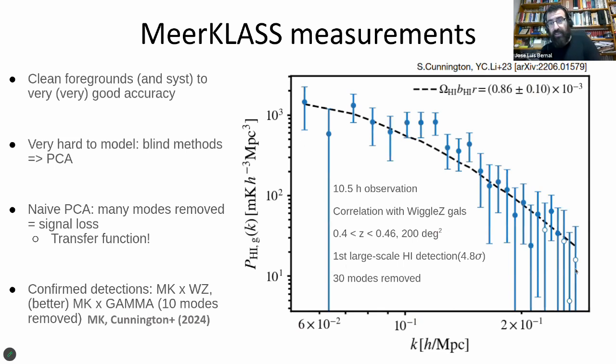And this is the detection that we had, cross-correlating the 21 centimeter signal with WiggleZ. I forgot, I don't have it here, but I think it's like a 5-sigma detection. 4.8. It was the first large-scale detection of HI in a very narrow redshift range between 0.4 and 0.446 and 200 square degrees. This narrow redshift range is because of the small overlap with the WiggleZ galaxies and having to remove channels from our observations due to radio frequency interference. But you can see that even with only 10.5 hours of observation, we have a very good detection here.